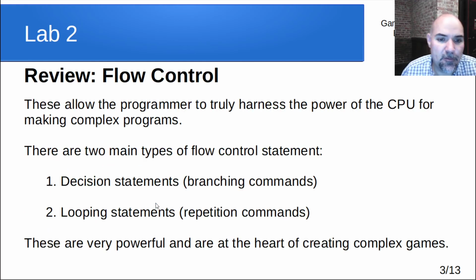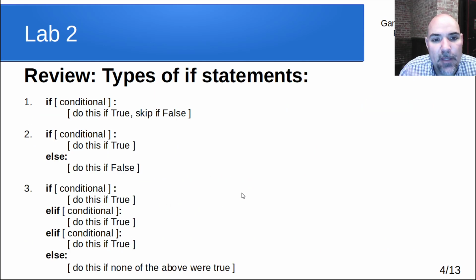All right, so first off, quick review. We have been looking at variables and flow control statements. The two types of flow control statements are decisions and looping statements, and we've looked at both of those. The decision statements are if statements, which came in three variants: if, simple if else, and then if elif else. You can put as many elifs as you want, but each one has a conditional.